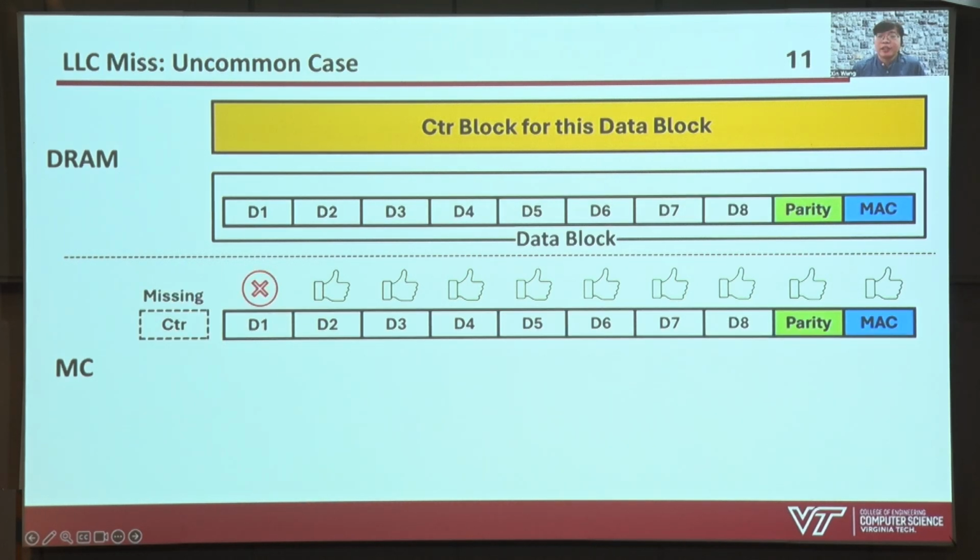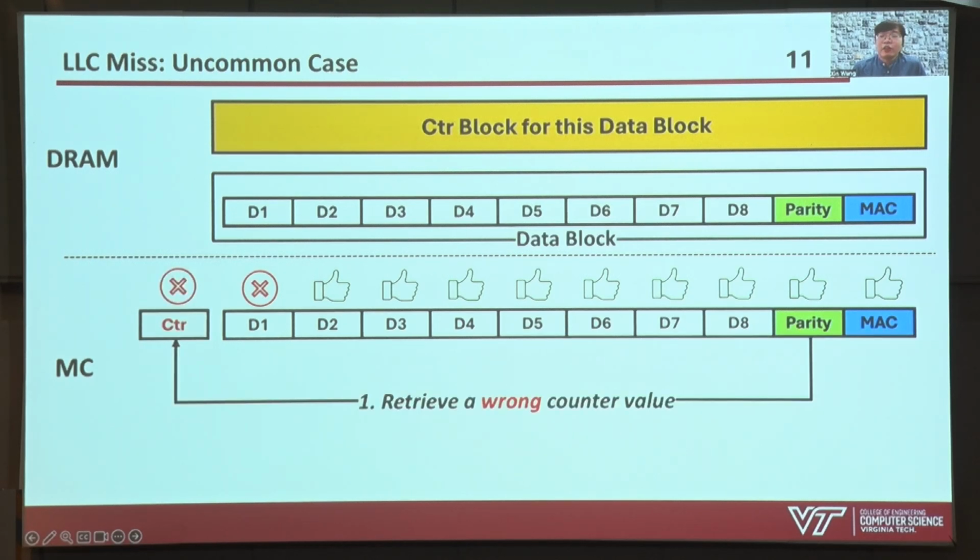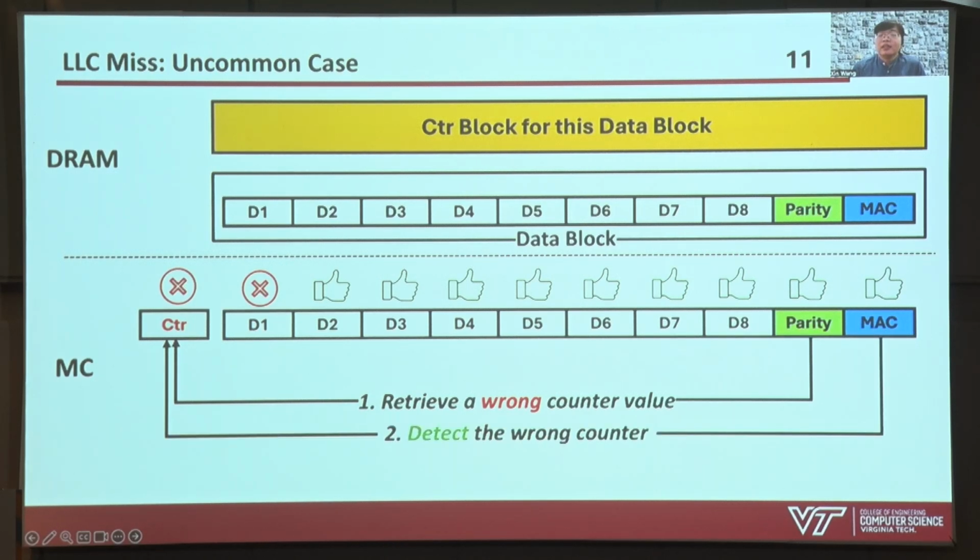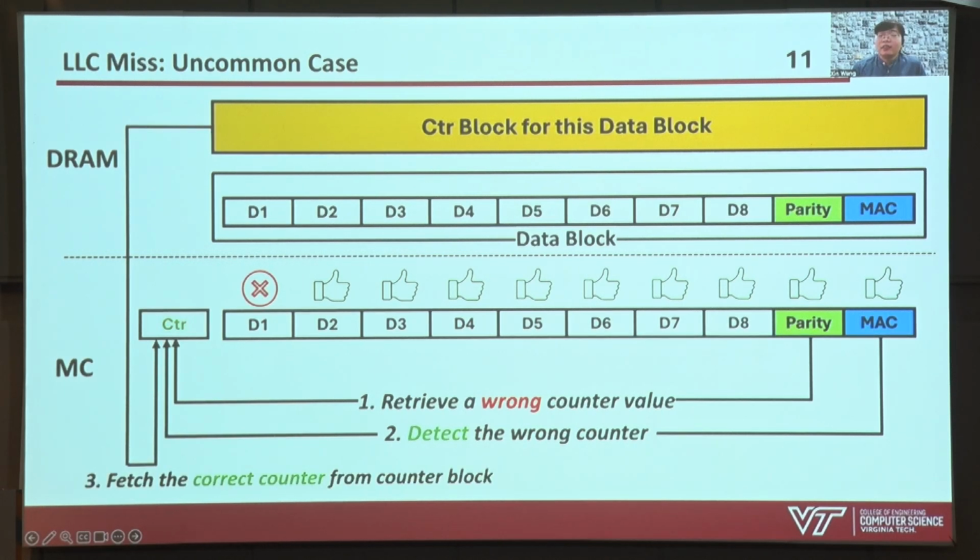CounterLite still ensures correction on hardware errors. Let's say the memory controller fetched the data block with an error in the 8-byte D1. Because the corrupted D1 is the XOR input for retrieving the counter, the retrieved counter is also wrong. Then the wrong counter fails the MAC check of the block. In this case, the memory controller directly gets the correct counter by fetching the counter block in DRAM. The memory controller then recovers D1 by XORing the correct counter, parity, MAC, and D2 to D8.